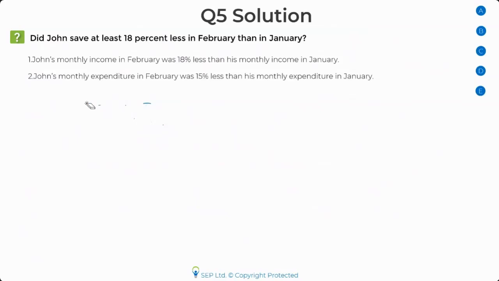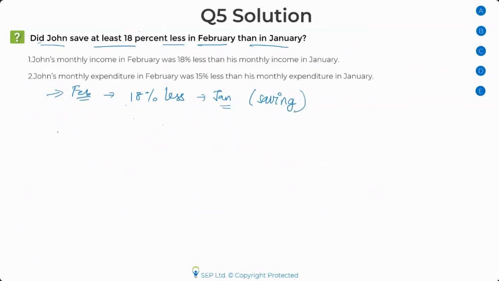The question is, did John save at least 18% less in February than in January? So I'm talking about in February, did he save 18% less when compared to Jan? Obviously, I cannot do much here. All I can do is write this on my paper. And see, guys, I'm solving it the way I would have solved on a piece of paper. I could have easily highlighted everything and started solving the question, but no. This is what I would have written on my piece of paper when solving the question, okay? I cannot do anything else, so I'll move on to the first statement.